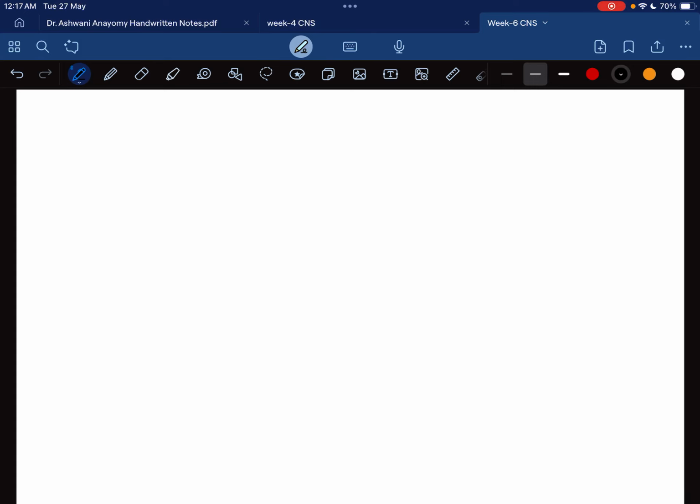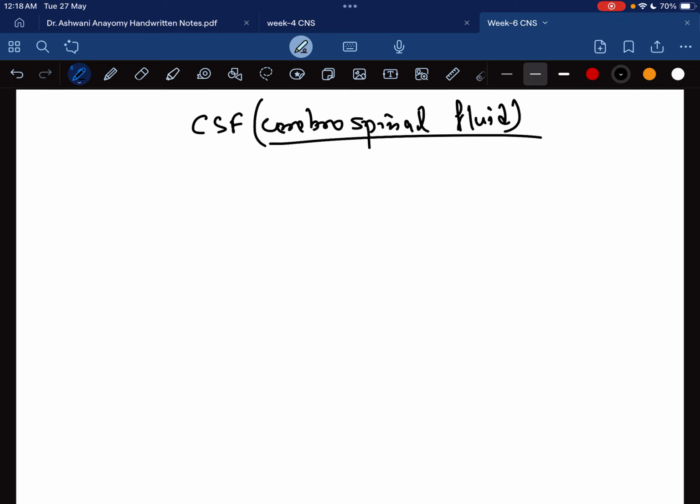Today we are going to discuss the CSF: how it flows, how it works, and hydrocephalus. This is cerebrospinal fluid, and we will discuss its composition, its amount, and how its synthesis occurs. We already discussed the anatomy of the ventricles, so now I am going to start with the cerebrospinal fluid.